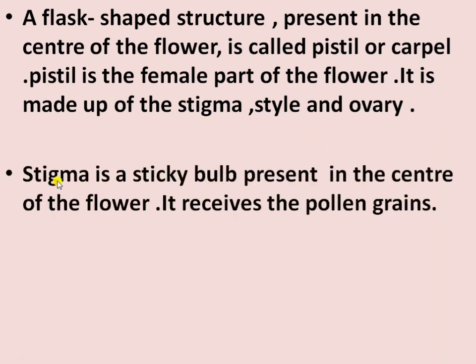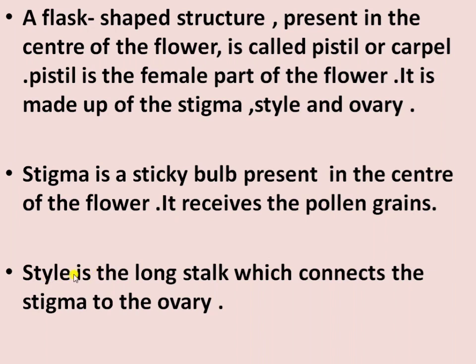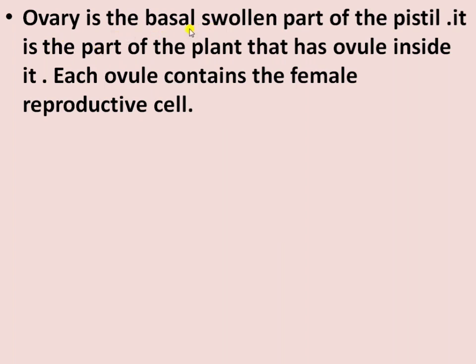Next is stigma. The stigma is the sticky bulb present in the center of the flower. It receives the male part of the flower, that is, pollen grains. Then style. Style is the long stalk which connects the stigma to the ovary. The third part is the ovary. The ovary is the basal swollen part of the pistil. It has ovules inside it. Each ovule contains the female reproductive cell.